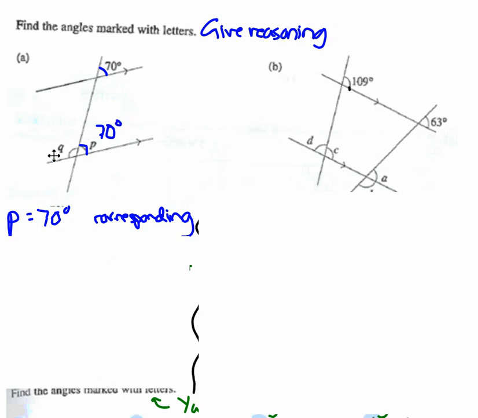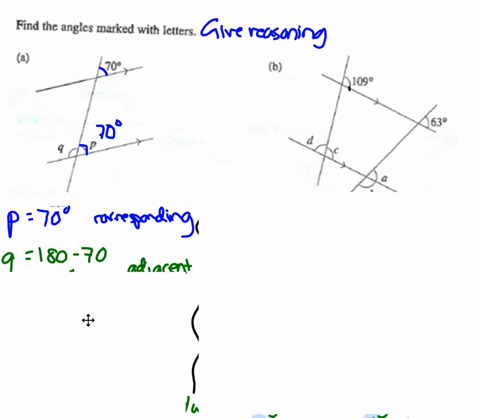Well, what's the relationship between Q and P? They are adjacent, so they're right next to each other. They're not equal because one's obtuse and one's acute, but instead they add up to 180 degrees. So we can say Q plus 70 equals 180. So then Q equals 180 minus 70, Q equals 110 degrees. The reasoning being that it's adjacent to P. Don't forget your degree sign on the final answers, that's important.